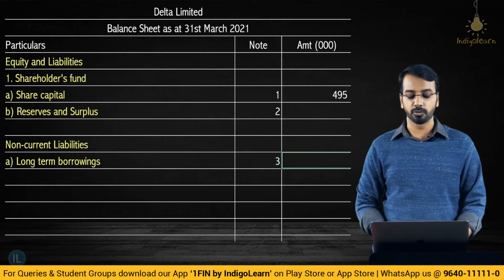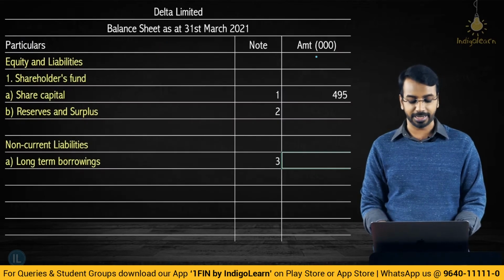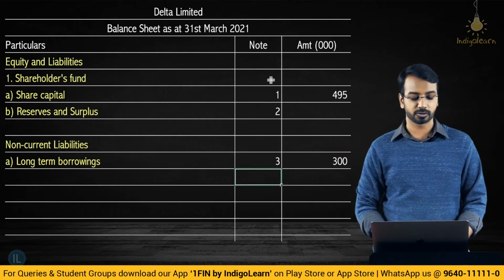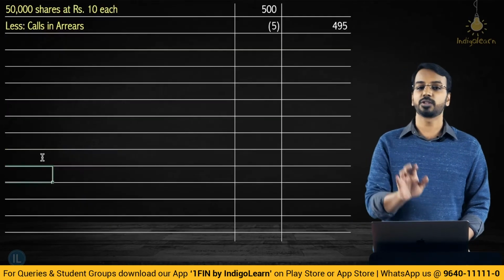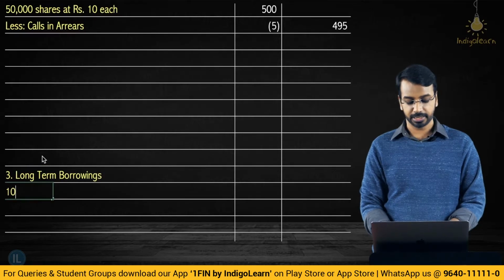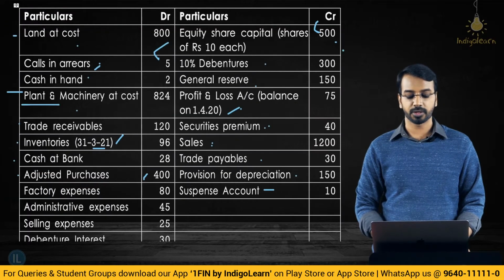And if you look at the question, you know that the amount is how much? Amount is 300. You can write directly 300 here, but please note you have to make a note for this as well. So come to notes to accounts, leave some space for reserves and surplus, prepare note number 3, that is long term borrowings. What is that? 10% debentures, and it is 300. Okay, so with this we are done with this item also. So you can put a small tick here.